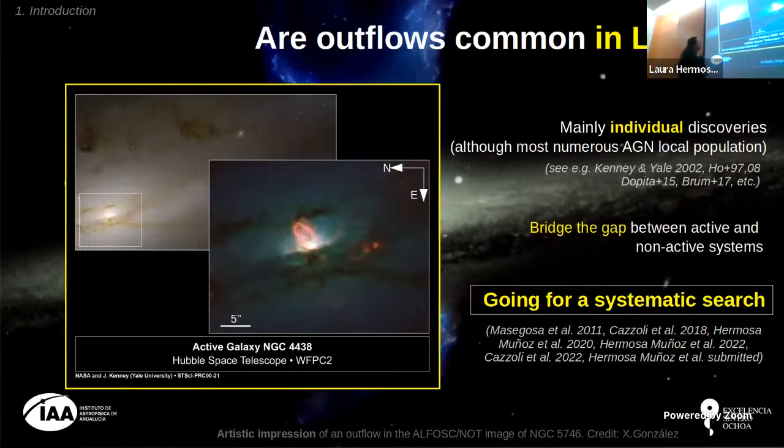So here you have an example of a LINER, which is NGC 4438, in which already with these really nice images from the JWST, we are seeing a bubble emerging from the center. So apart from this, there are some other individual discoveries of outflows in LINERs, but there is no systematic search until the work that we did here. And one of the main motivations of studying LINERs is because these are the most numerous AGN population in the local universe, and this allows us to do spatially resolved studies of these objects, despite the outflows being expected to be smaller.